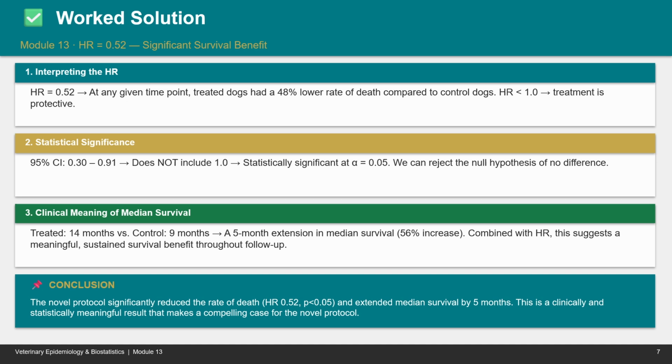Third, the clinical meaning. Median survival was 14 months in the treated group versus 9 months in the control group, a 5-month extension. That's a clinically meaningful difference for a dog with lymphoma, and it's consistent with the HR showing a sustained survival benefit throughout the study period.